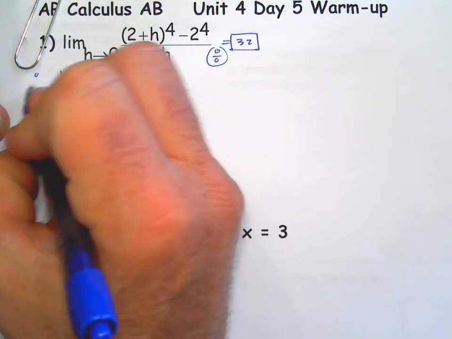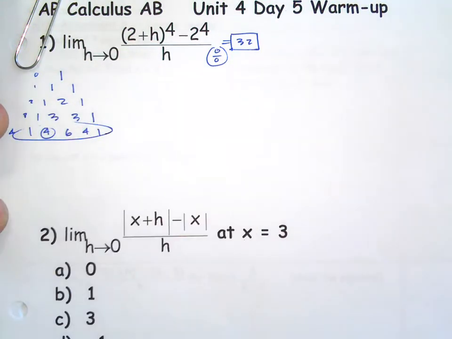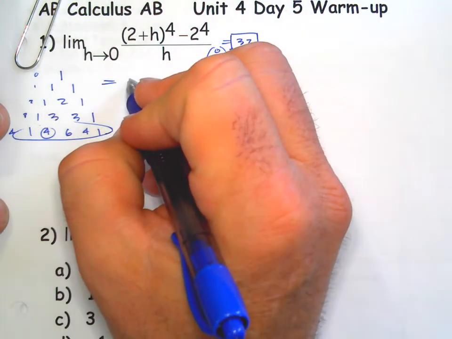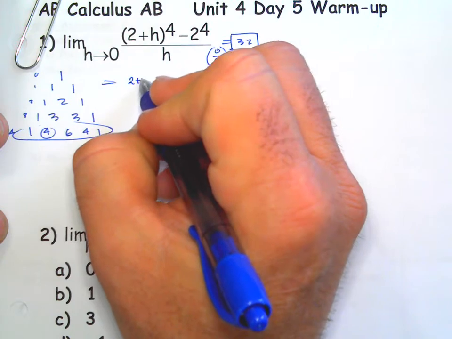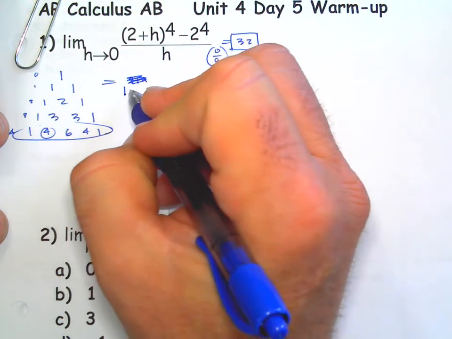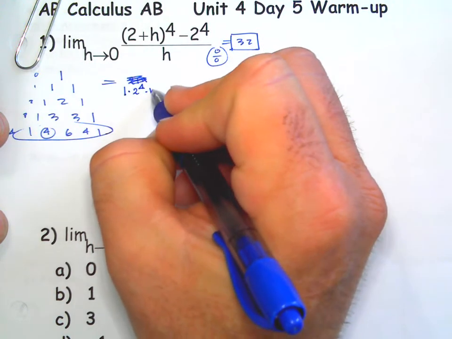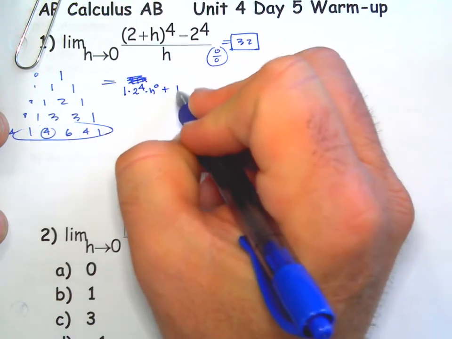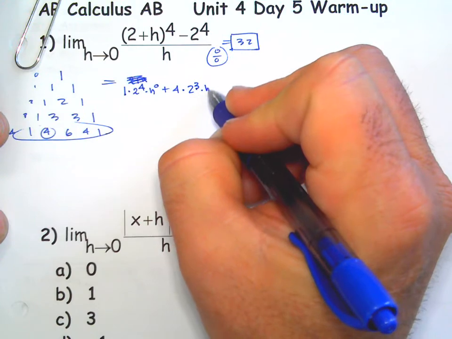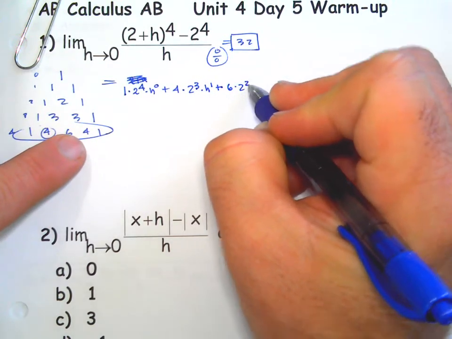This is the 0th power, first, second, third, fourth. The second number should match the power. That's the one we want, so we're going to put this in. We're going to say, okay, 2 plus h, wait, hold on. So it's going to be 1 times 2 to the 4th, h to the 0, plus 4 times 2 to the 3rd, h to the 1st, plus 6 times 2 to the 2nd, h squared.